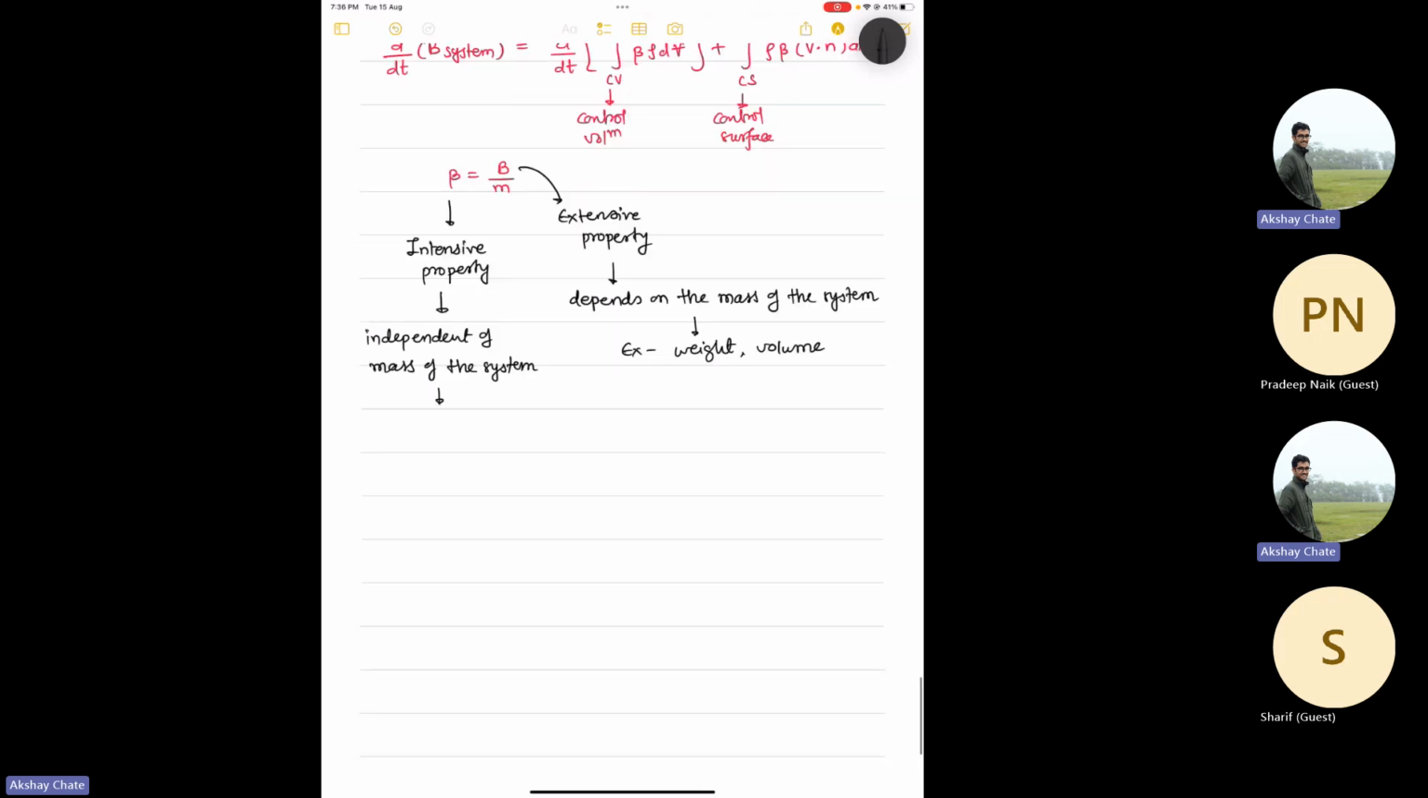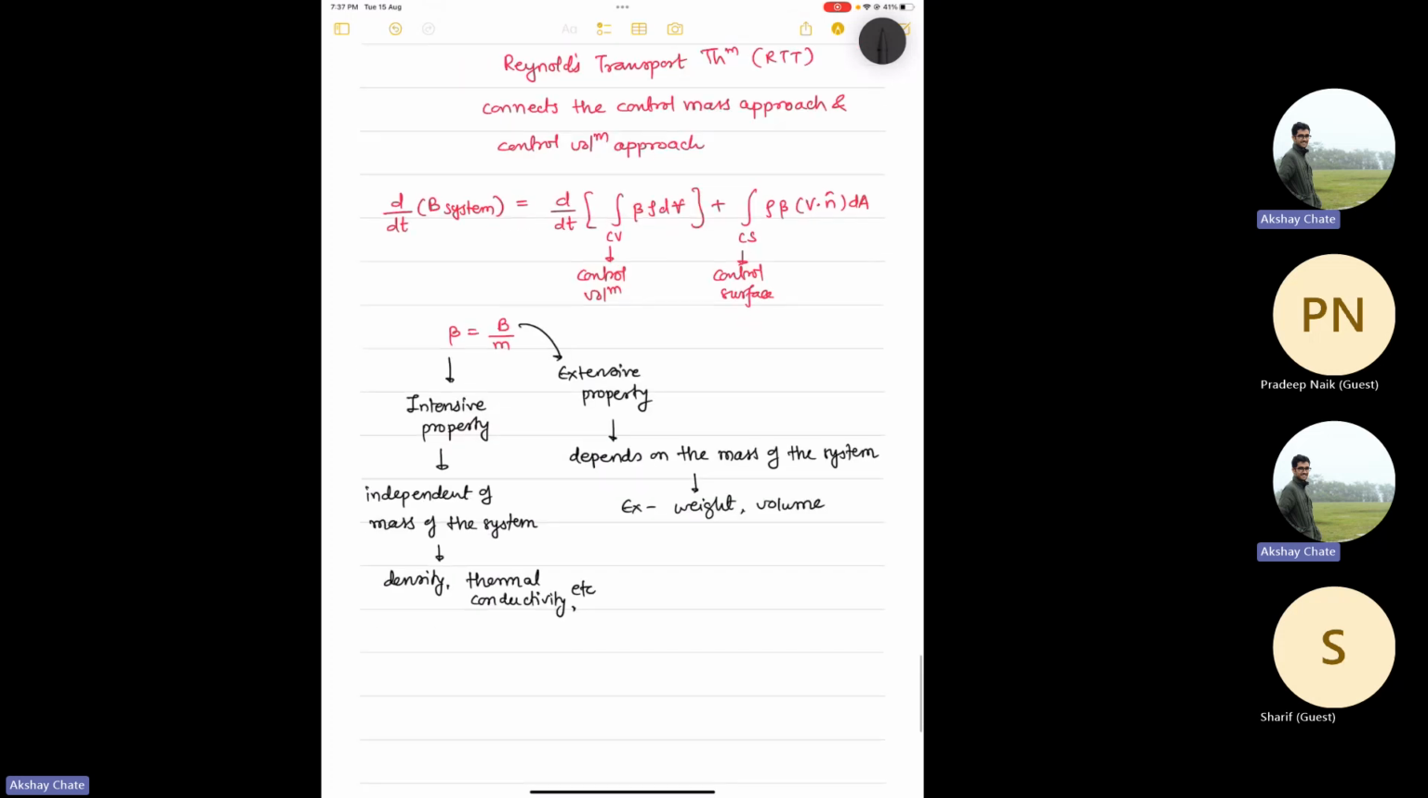And intensive property, anything like density, thermal conductivity, etc. So what the Reynolds transport theorem does is, this first term on the right hand side, which is d/dt of capital B system, that is called a system integral, or rate of change of the system, something like that.